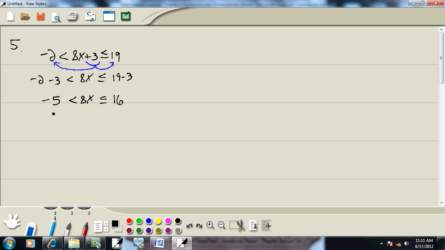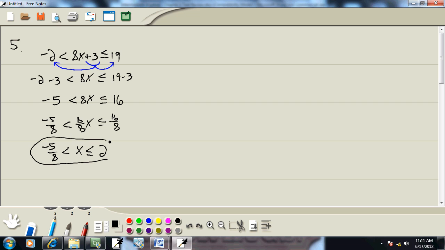Now our last step is to divide all three sides by the number in front of our x, which is an 8. So we'll divide everything by 8. And that gives us negative 5/8 there. And those 8's cancel, leaves us x. And 16 divided by 8 is 2. Again, this is the answer that I'm happy with for the test. If you do like interval notation, this is what it would look like. But you do not have to write it in that form.